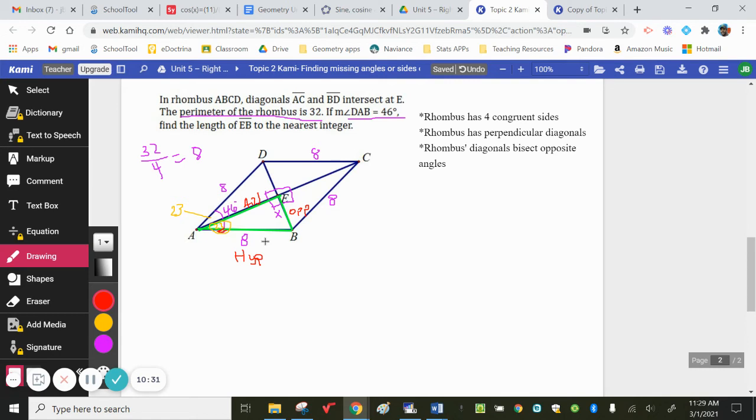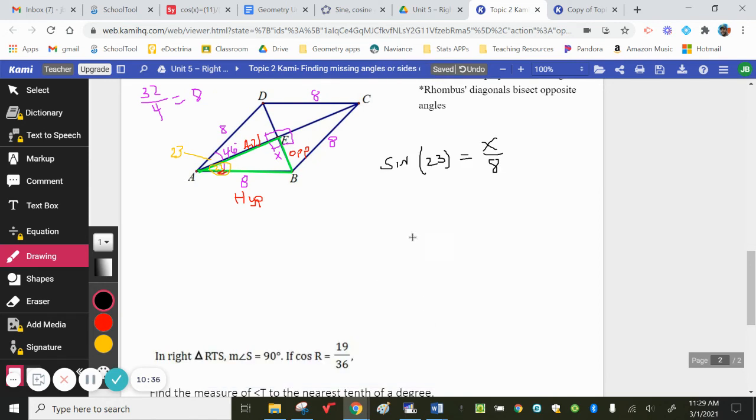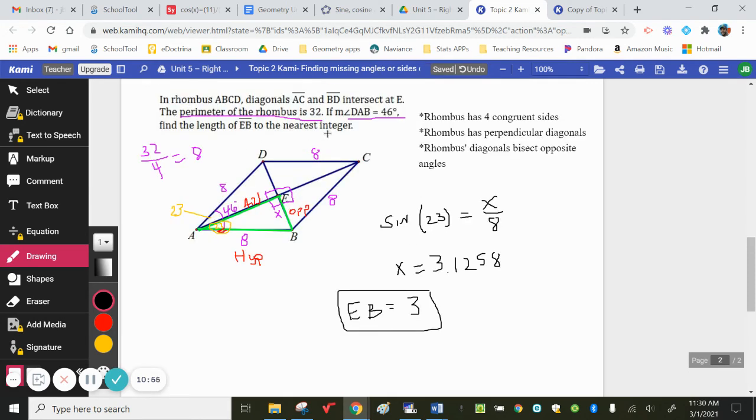So what equation can I write that involves the opposite side and the hypotenuse? It's a sine equation. The sine of the angle 23 is a ratio of this opposite side x over the hypotenuse 8. So now we can just solve this equation for x, and that would be the length from E to B. I solve my equation for x, and then I rounded because it tells me to round to the nearest integer. So the length EB must be 3.